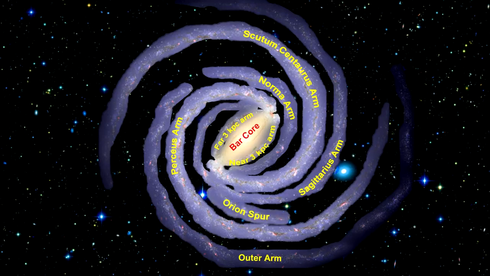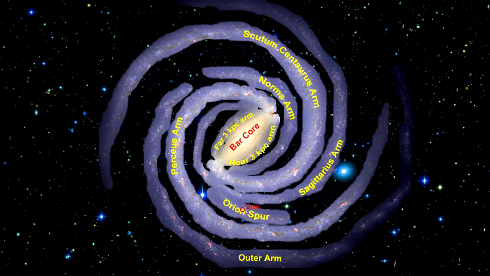There is also a spur off the Sagittarius arm called the Orion Spur. It's 3,500 light-years across, 2,000 light-years deep, and approximately 10,000 light-years long. We are located on the inner edge, halfway along this spur, around 26,000 light-years from the galactic center.